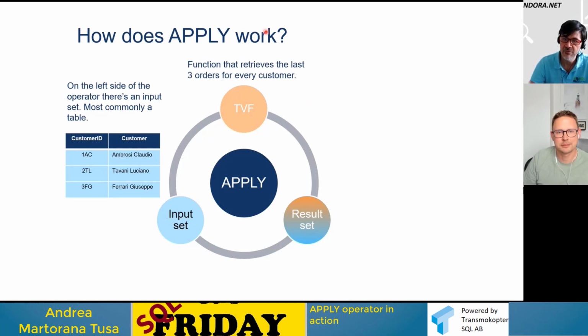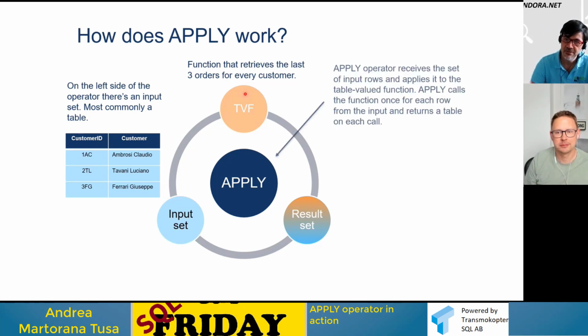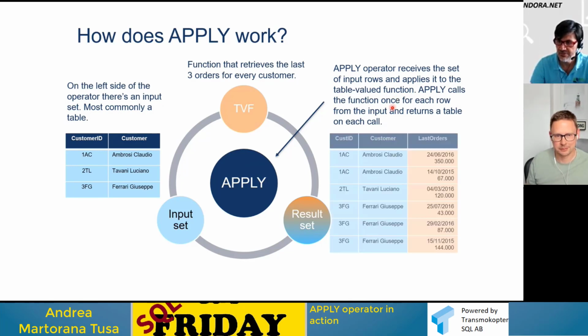What happens now? I want to see the top 3 orders for each customer. This is what I want to see. For doing it, I already have a function prepared. I'm passing the input to the function using an apply operator. So apply gets the set of input rows and passes the rows to the table valued function. It calls the function once for each row and returns a table.